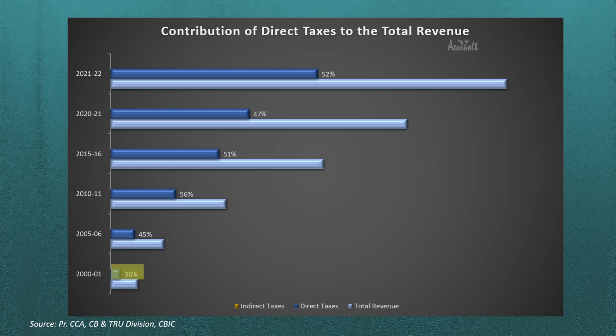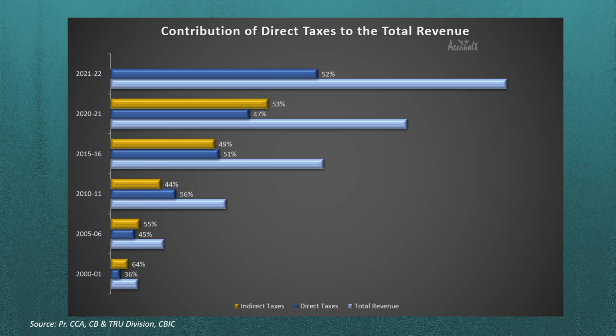During the financial year 2000-2001, we have seen that 36% of total revenue has come from direct taxes. This means that remaining 64% contribution is from indirect taxes. Similarly, for 2005-06, it is 55%. Then in 10-11, it is 44%. In 15-16, it is 49%. In 2021, it is 53%. And in 21-22, it is 48%.